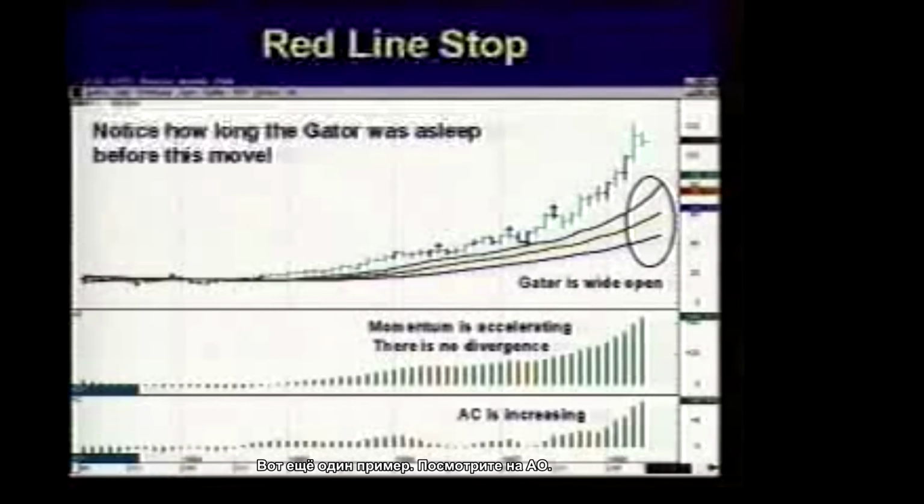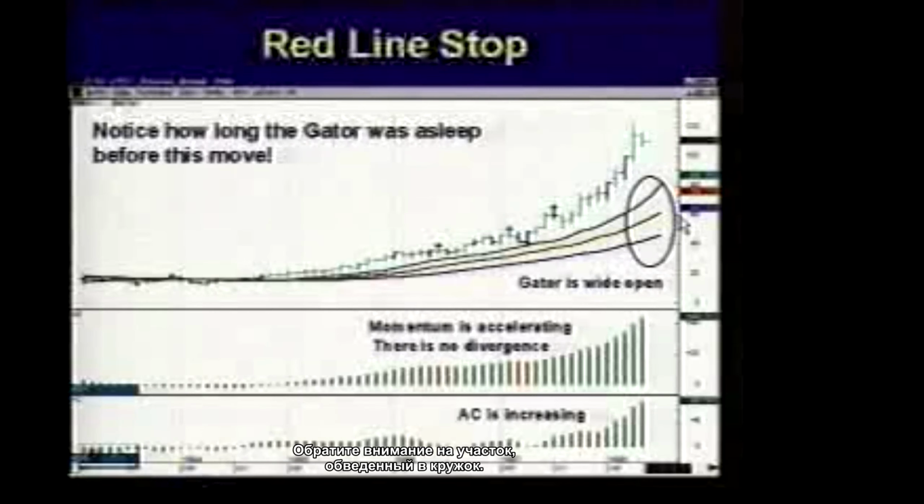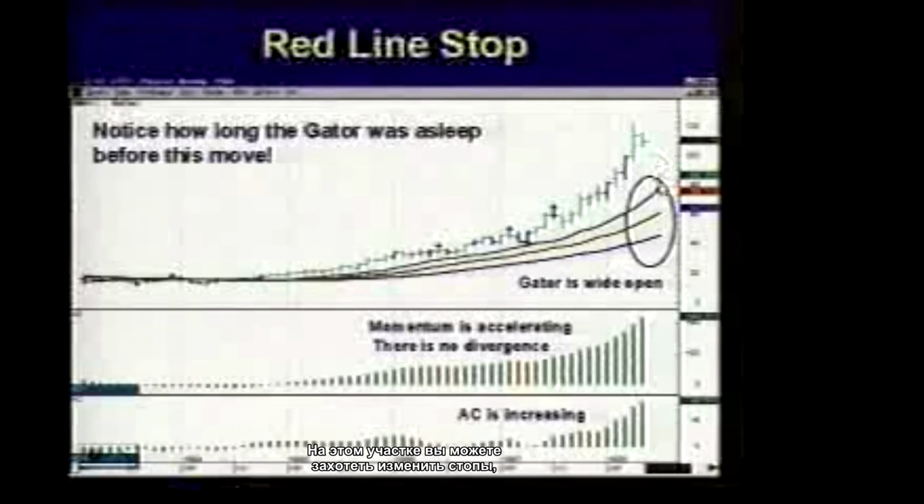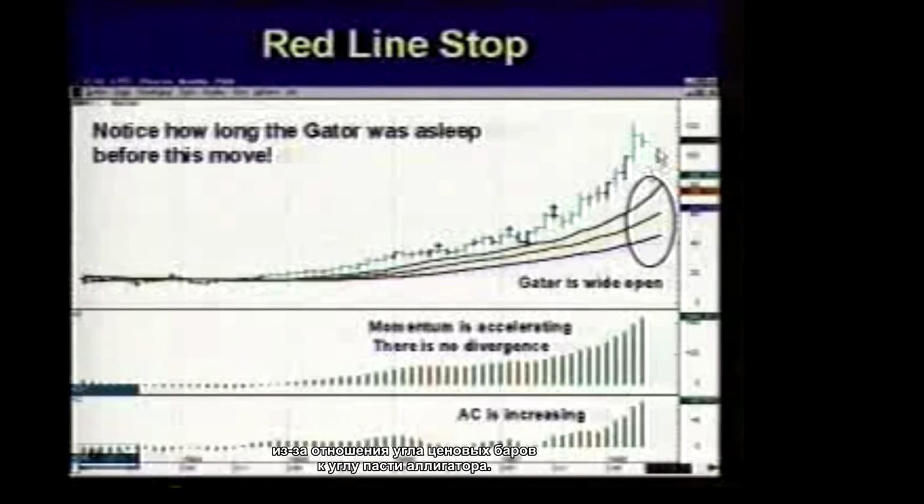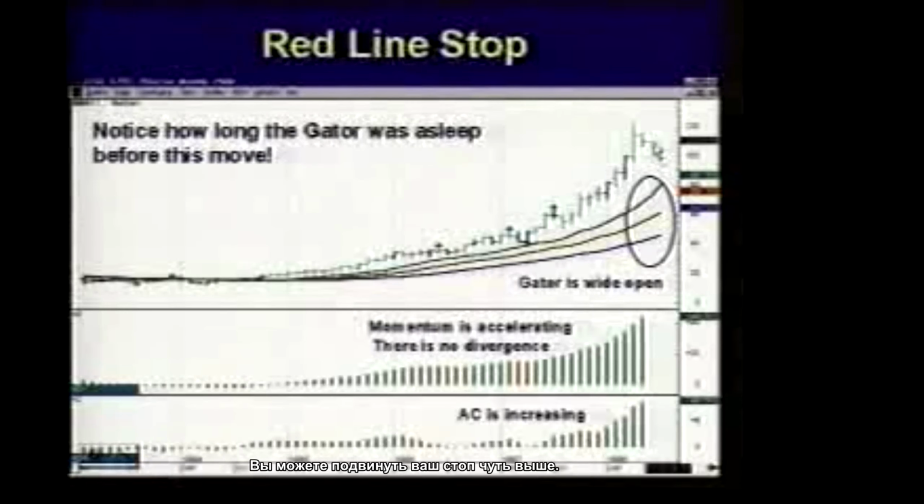Here's another example. If you look here at the AO, look how it's increasing. We have no divergence, the AC is accelerating, and the Gator's mouth is wide open. This is where you want to be in. This is a great place to use the red line stop. Now you see the area circled. This is where you might consider changing because of the angle of the price bars against the angle of the Gator's mouth. You may want to move your stop up.